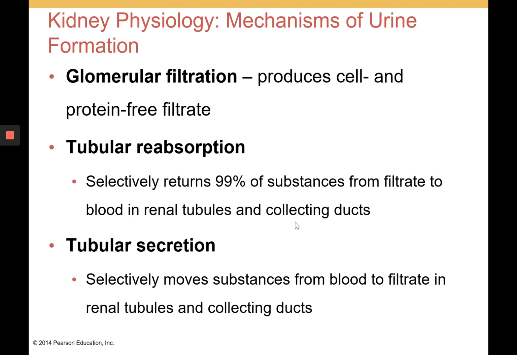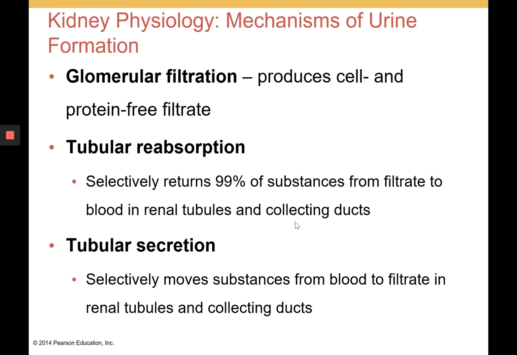Glomerular filtration produces cell and protein-free filtrate. So this is where we filter blood plasma, and what can get through the fenestrations of the glomerulus and the filtration slits of the filtration membrane is able to move into the capsular space or the hollow space of the parietal and visceral layer of Bowman's capsule, also known as the glomerular capsule.